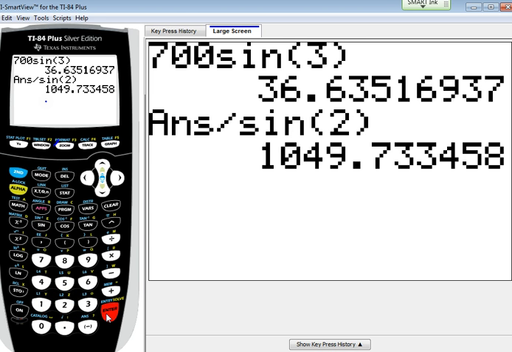Now, is that what you guys got too? Check your mode. See if you get the wrong thing. What mode should it be? It should be in degree mode.